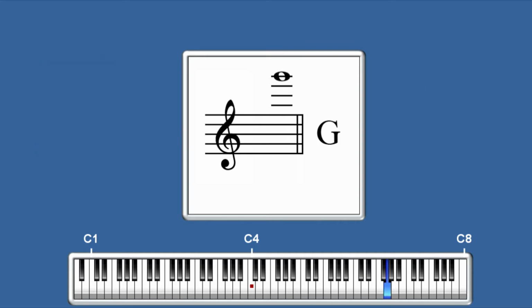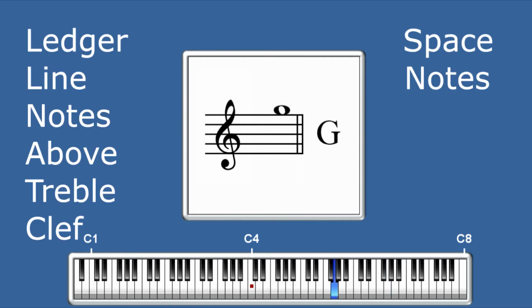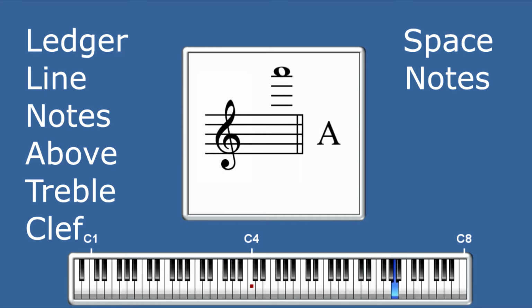Let's review now the ledger line notes that are considered space notes above the treble clef. Those notes will be the same as the line notes in the staff in the bass clef. Okay, so let's review these notes. Now the first note is going to touch the top line, G. That's G5, you can see it on the keyboard. B5, D6, F6, and A6.